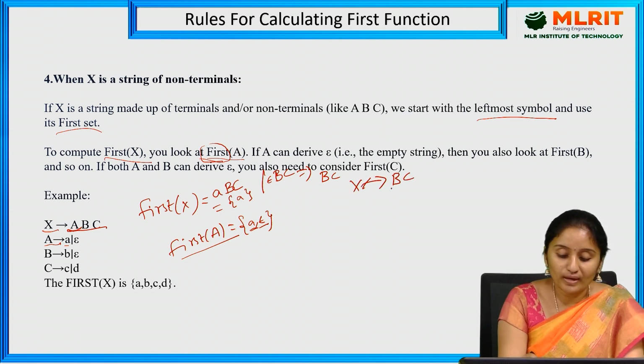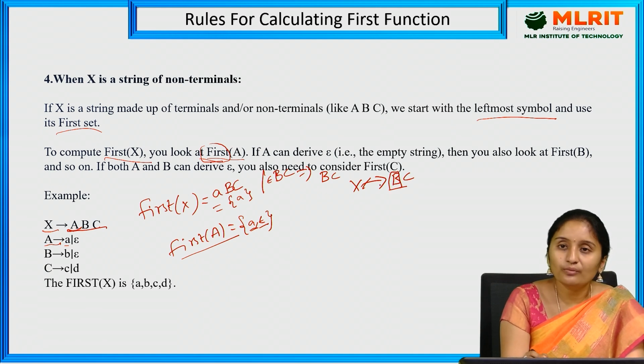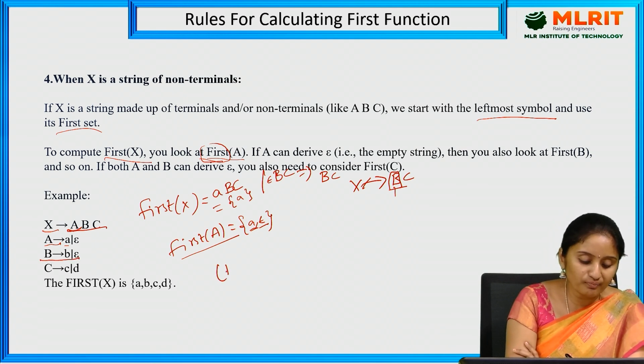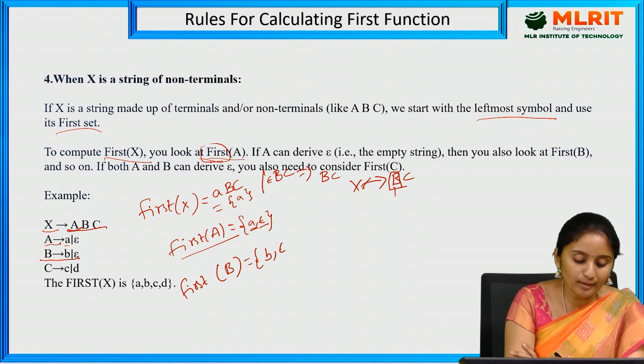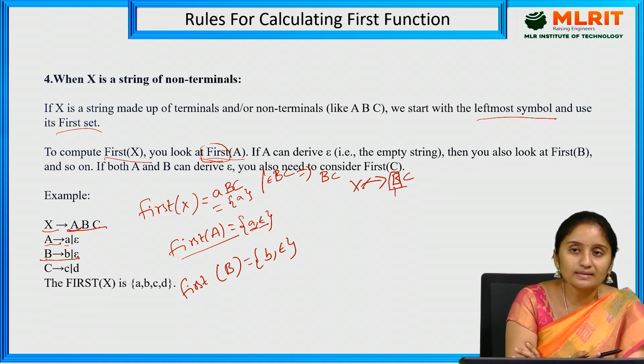What is first of X? Again I have B. B is also a non-terminal. For this non-terminal, again we need to find the first. If it is a terminal, directly we write it. If it is a non-terminal, we find out the first of it. So what is first of B? First of B is b comma epsilon, because there are two productions.